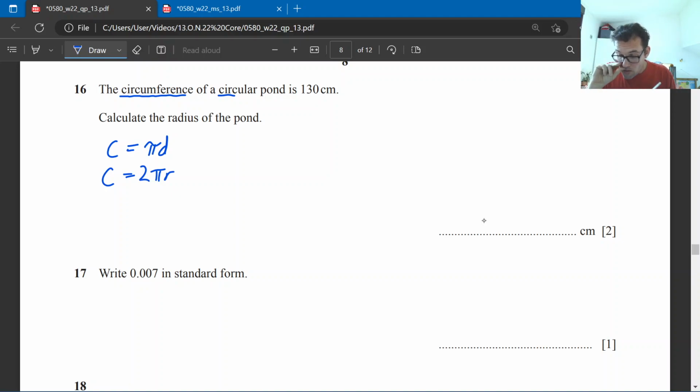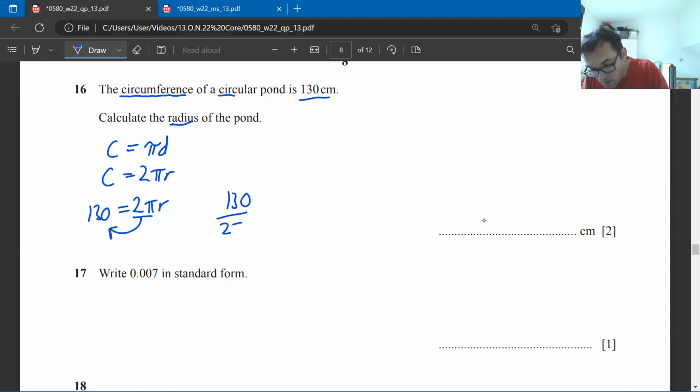Okay, so what do we have in this formula? It tells us the circumference is 130. So I'm going to use the second formula because we want to know what the radius is. So to get the radius, I need to divide both sides of my equation by 2 pi. So that will be 130 divided by 2 pi will give us r, the radius. So let's do that.